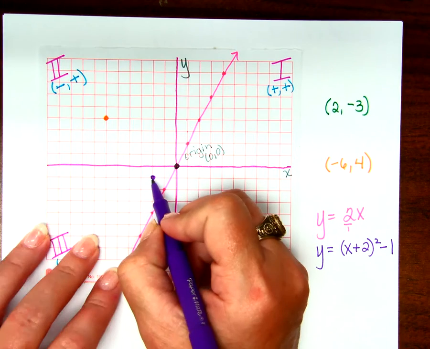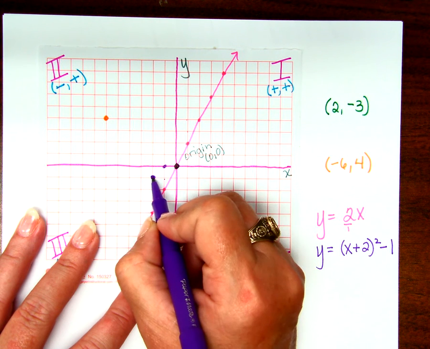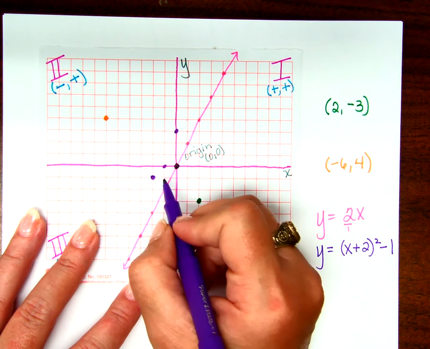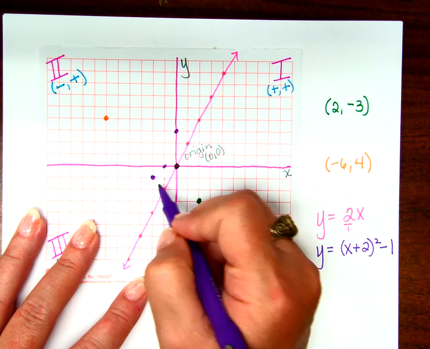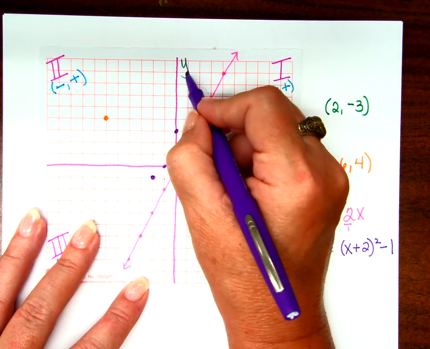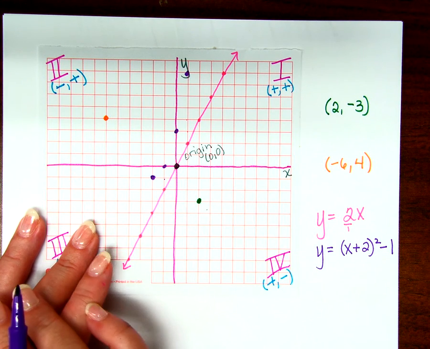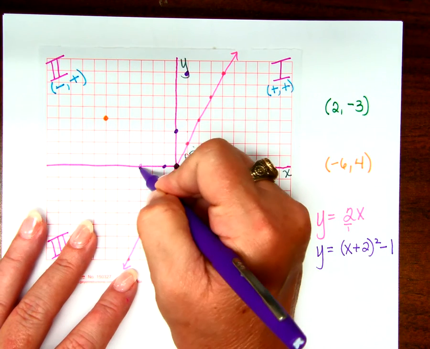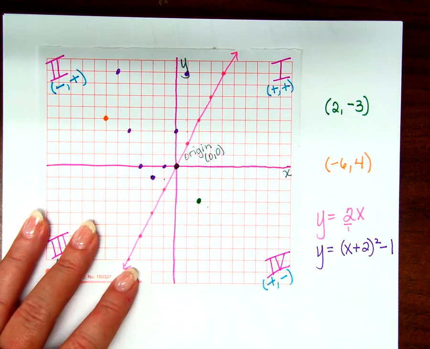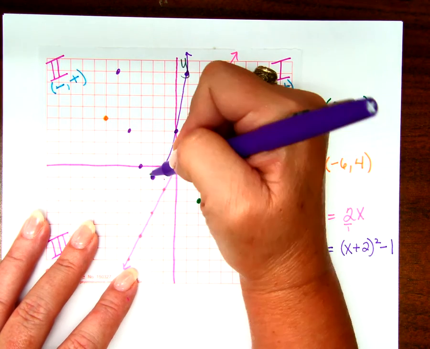Good. From the vertex, is there a multiplier in the front? No, so we know this is the parent function shape, which means I can go 1, 1 from the vertex, 2, 4, because 2 squared is 4, and then 3 from the vertex, up 9, because 3 squared is 9. I also know parabolas are symmetric, so I can draw in my parabola without too much trouble, right?